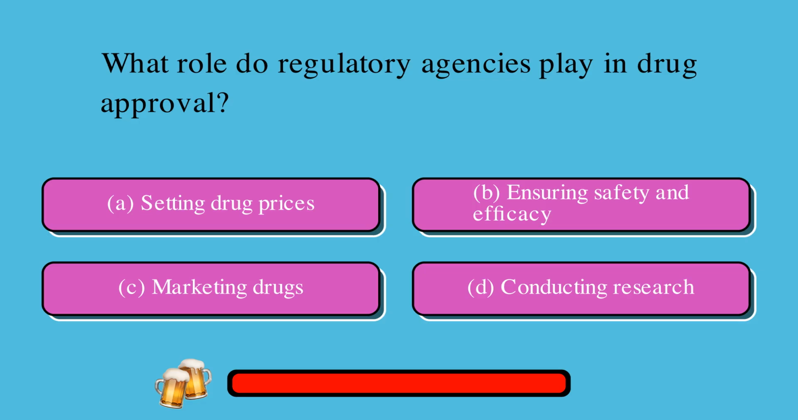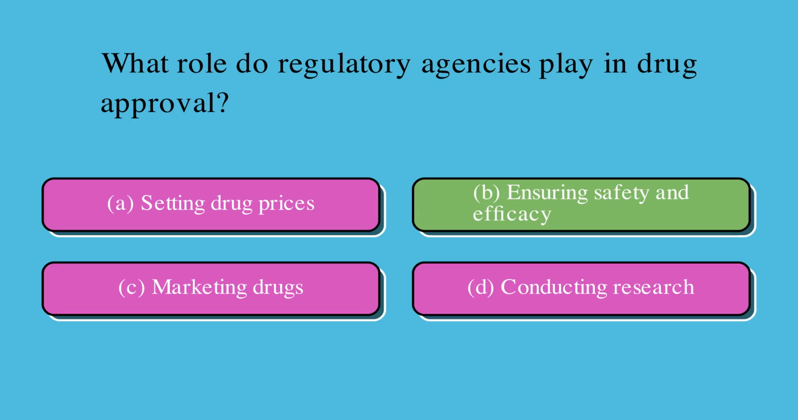What role do regulatory agencies play in drug approval? A, setting drug prices, or B, ensuring safety and efficacy, or C, marketing drugs, or D, conducting research? The correct answer is B, ensuring safety and efficacy.